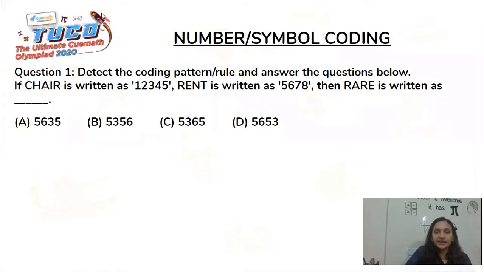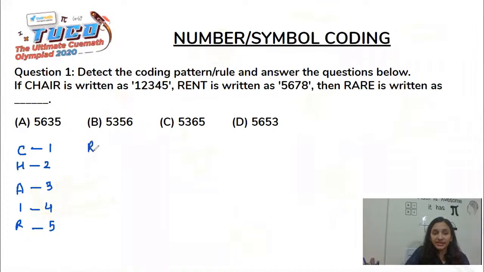Now what I'll do is I'll write both of the words which are given in the question, which is chair, C, H, A, I, R. C has been coded as 1, H has been coded as 2, A has been coded as 3, I has been coded as 4, and R has been coded as 5.